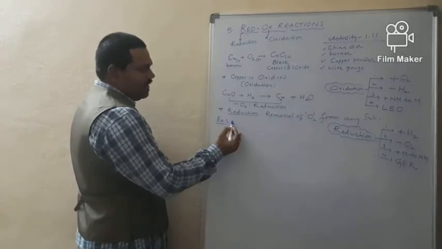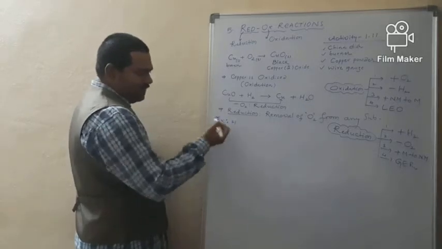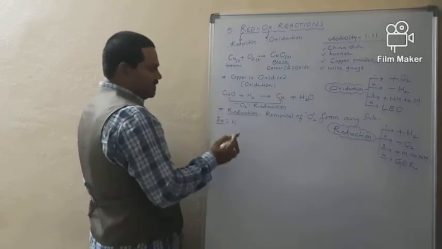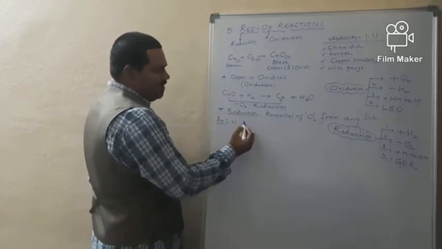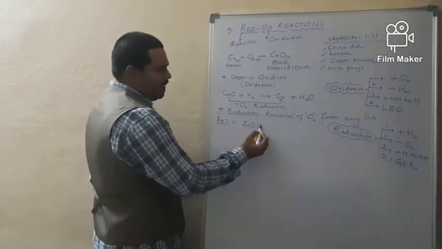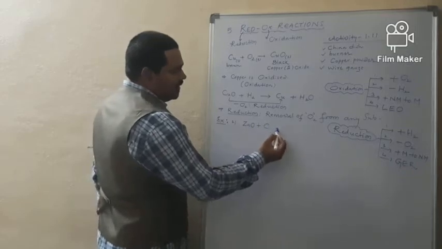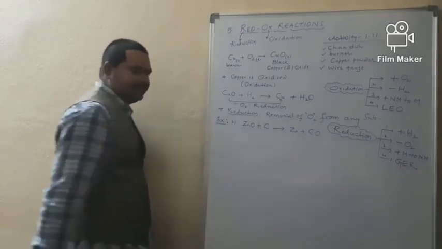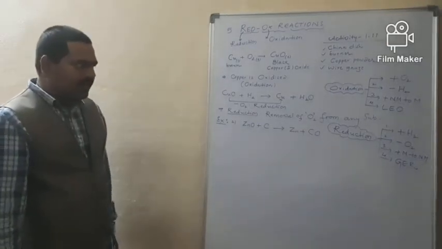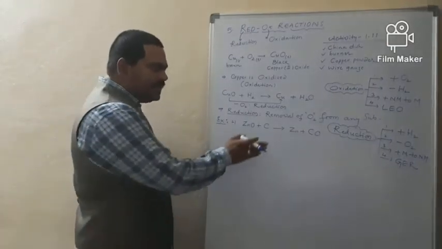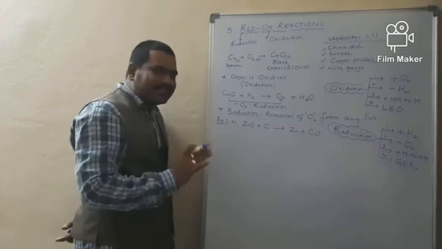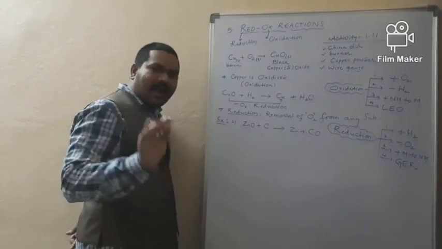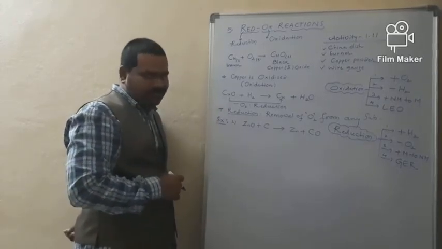Now one more example, example number 2. So this is about the first example. Second example, let me take. Zinc oxide plus carbon gives rise to zinc plus carbon monoxide. Now tell me, in this reaction, which substance is oxidized and which substance is reduced?